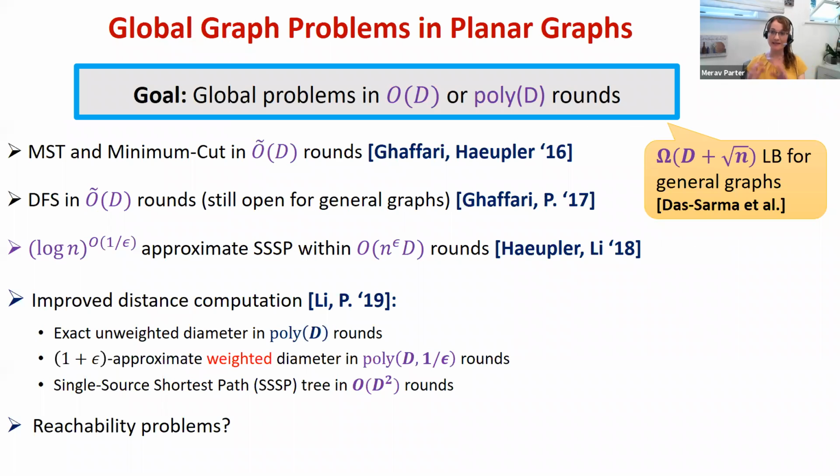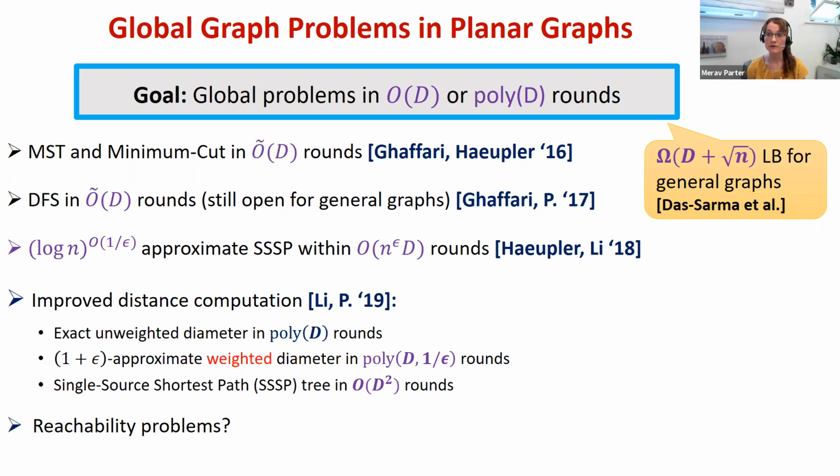So in this sub-area of providing efficient global graph algorithms for planar graphs, our goal is to provide algorithms with round complexity that scales with the diameter, roughly with O(D) rounds or poly(D) rounds. For many graph problems like minimum spanning tree, shortest path, etc., we do have a lower bound of D plus square root of n rounds for general graphs. However, if you look at the lower bound graph example by Das Sarma, this lower bound graph is highly non-planar, which gives the hope that one can do much better.